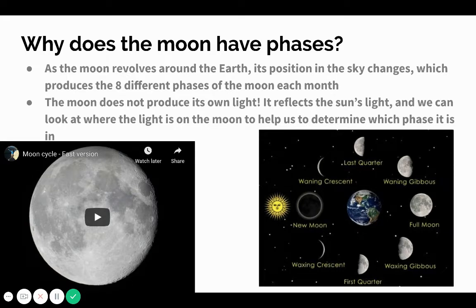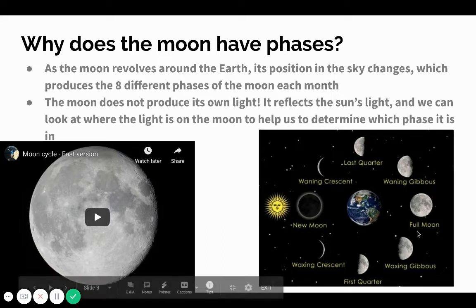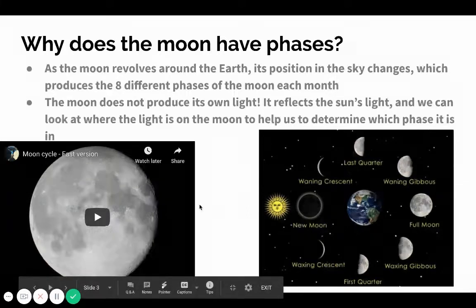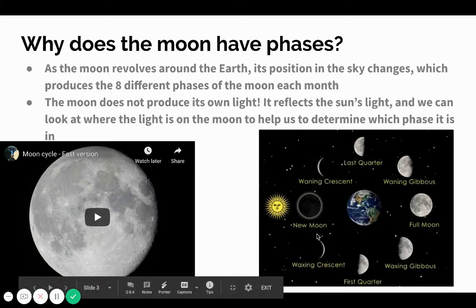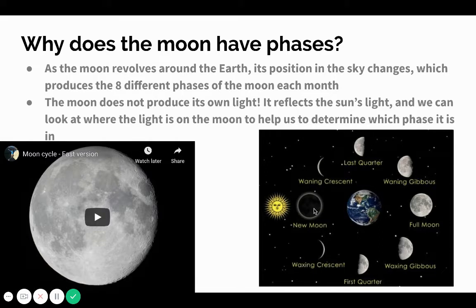So like the Earth's revolution and tilt create seasons, the moon's position and its revolution around the Earth creates the 8 different phases of the moon each month. So it takes about 29 to 30 days for the moon to complete this lunar cycle. So it takes about 15 days from the new moon to transition into a full moon, and about 15 days for this full moon to transition into the new moon.